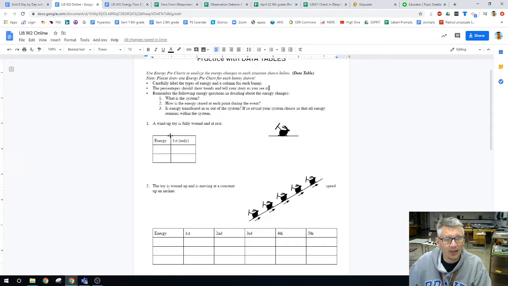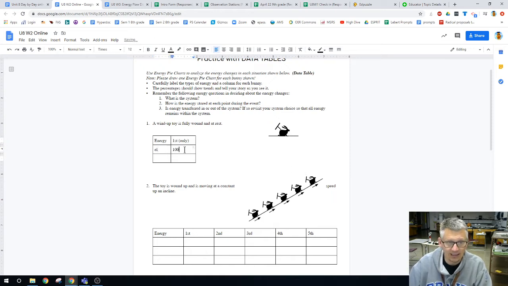So number one, a wind-up toy is fully wound at rest. So the type of energy, I'm going to say that it has elastic energy, EL. And seeing the only thing that it's doing is sitting there and it's wound up, I'm going to call it 100%. And I guess you can do the percent if you want. And I'm making the assumption that it's not going to be moving because it said it was at rest. So I'm going to say kinetic energy and 0%. And you wouldn't have to, but looking ahead, we can kind of see the trend.